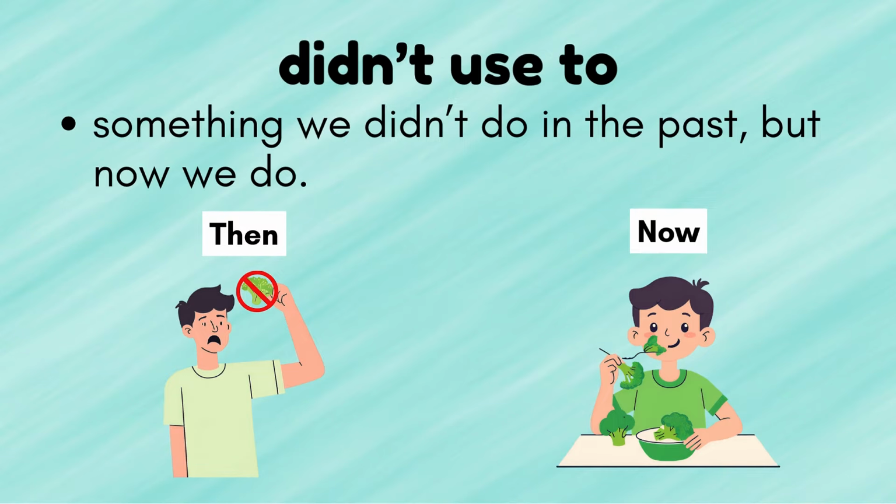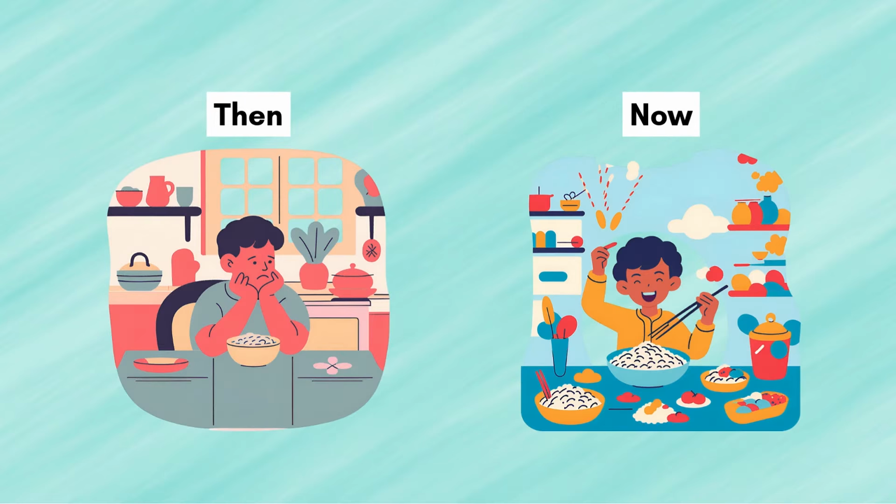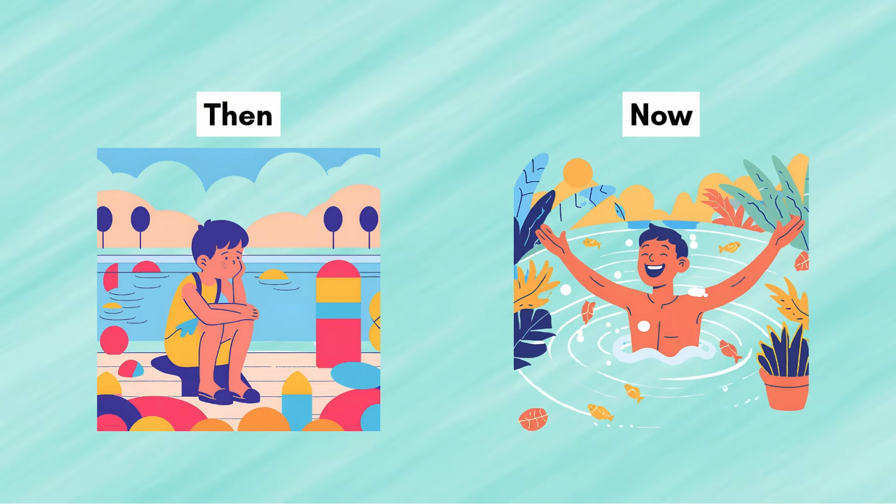Now, let's learn about didn't used to. We use this when we are talking about something we didn't do in the past, but now we do. For example, Tom didn't used to like rice, but now he loves rice. Next example, I didn't used to swim, but now I swim every week. So we use didn't used to when we want to say we didn't do something before, but we do it now.